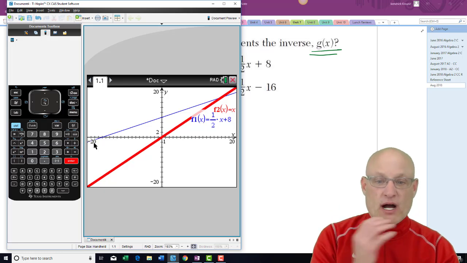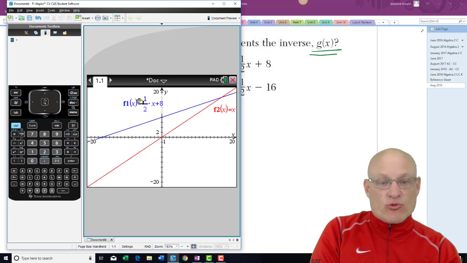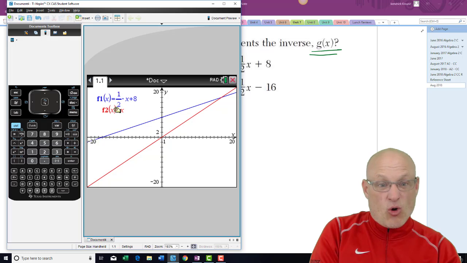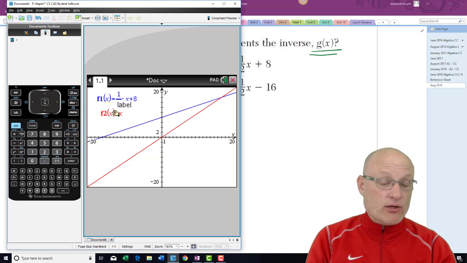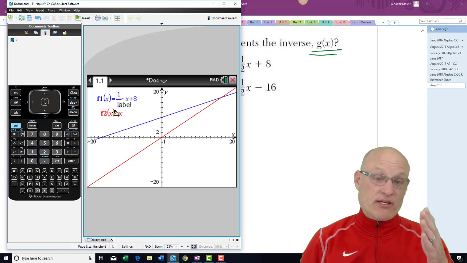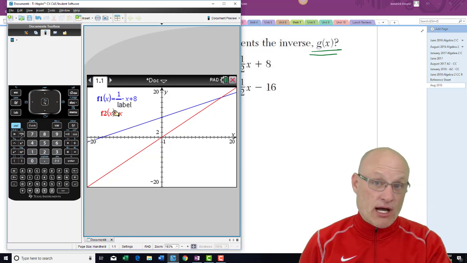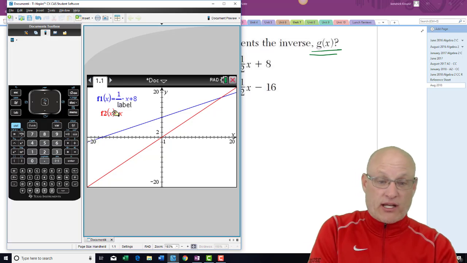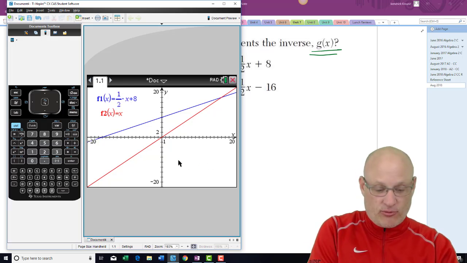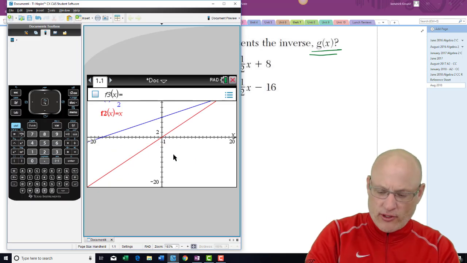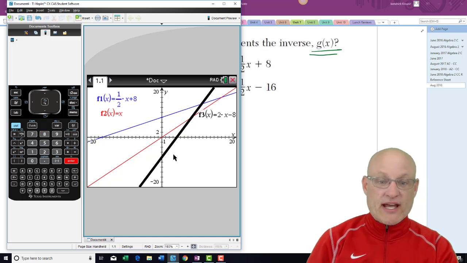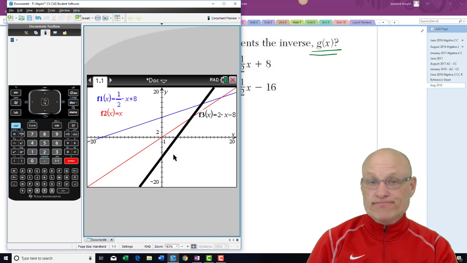When you graph the line y equals x, you realize that all inverses are reflections over the line y equals x. So my answer has to be a reflection of that blue line over the red line. So I should end up with a line over here somewhere. So I'm going to press tab, and I'm just going to put in first choice, 2x minus 8. Does that look like an exact reflection?